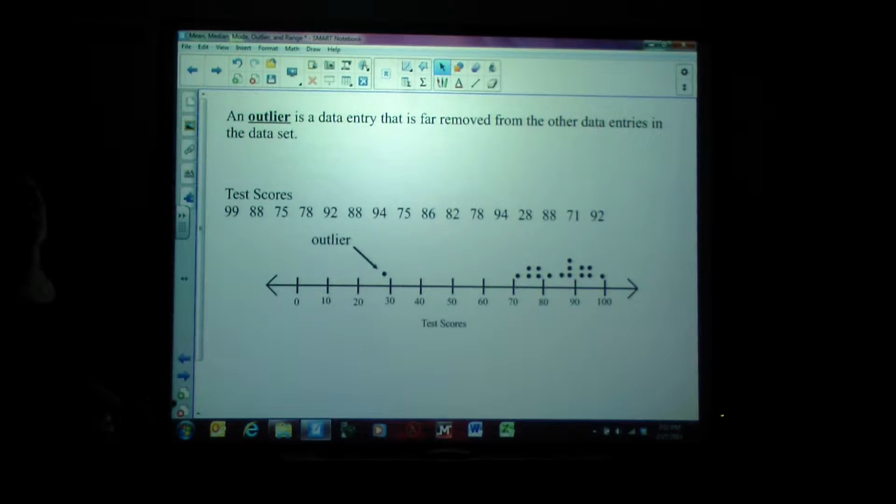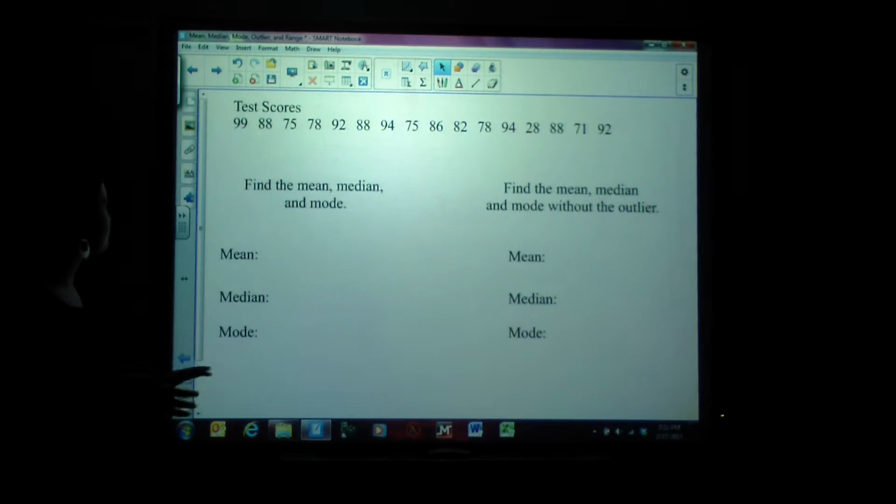And why I want to talk about that is because we need to discuss what kind of effect an outlier can have on a data set. Here we go. If this is the data set I give you, those same test scores, and I ask you to simply find the mean, median, and mode of those original test scores, let's discuss how you would do that. So let's start with mean.